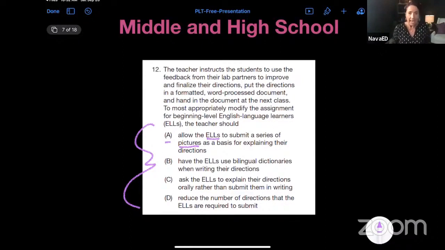Let's look at B. Have the ELLs use bilingual dictionaries when writing their directions. Okay, bilingual dictionaries are very good tools for your ELL students. So I suggest having them in your classroom. But as far as an instructional practice, I'm going to cross it off. And just like regular dictionaries, they're usually not the right answer. It depends. But for this, I'm going to eliminate it just to make my life easier.